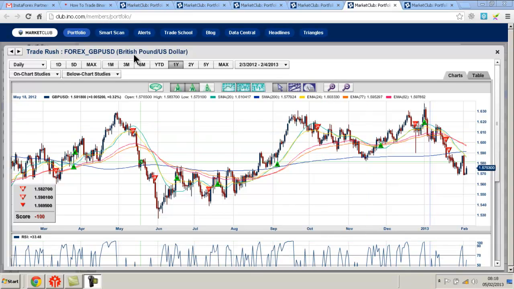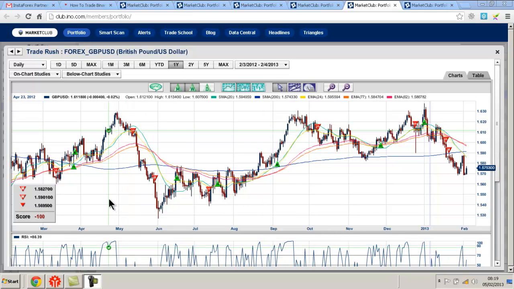Right, guys, we're looking at British pound US dollar. If you look above, I said there's a correlation between the British pound and the US dollar. Normally, the British pound would move up and the US dollar would move down, and vice versa.